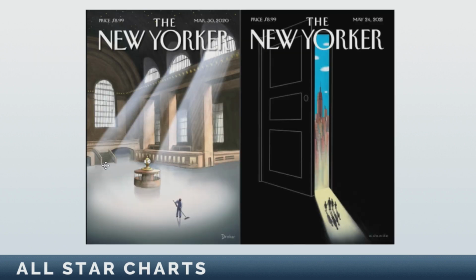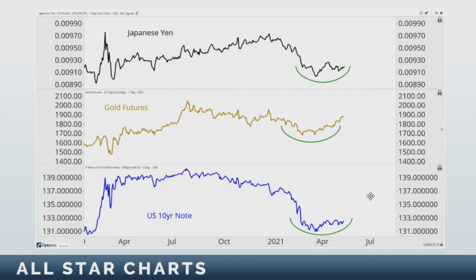All right, so that was a little fun with that, and just to remind everybody what things looked like at the bottom and what the magazine covers look like now. I would argue a little too optimistic. A little too cute of a story for me. We're shorting it.